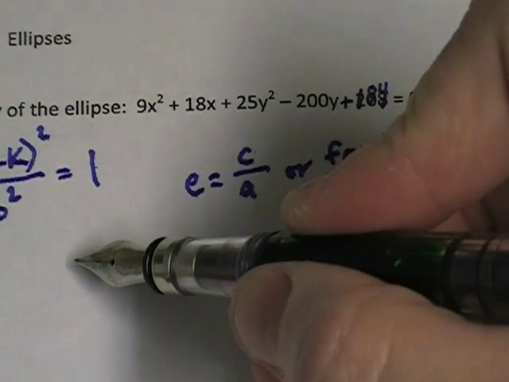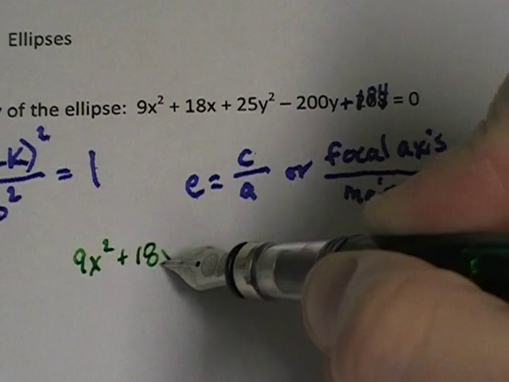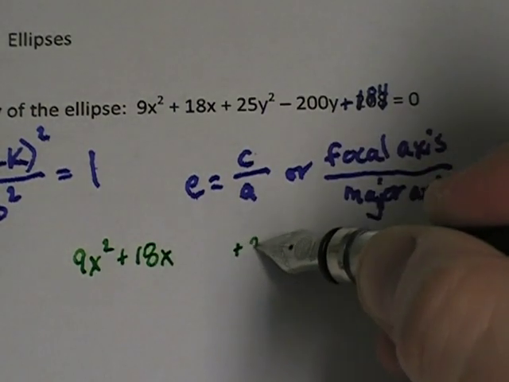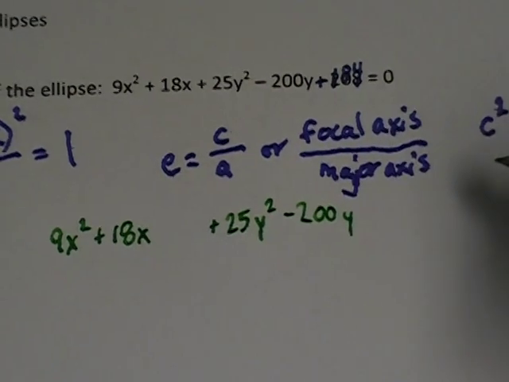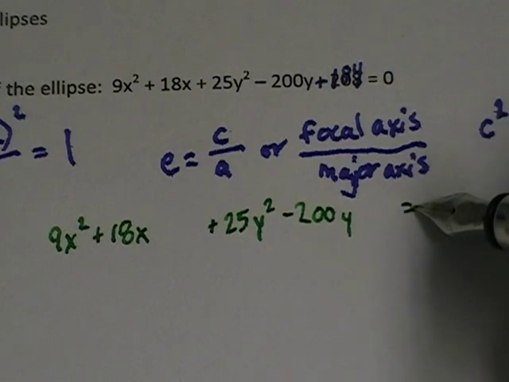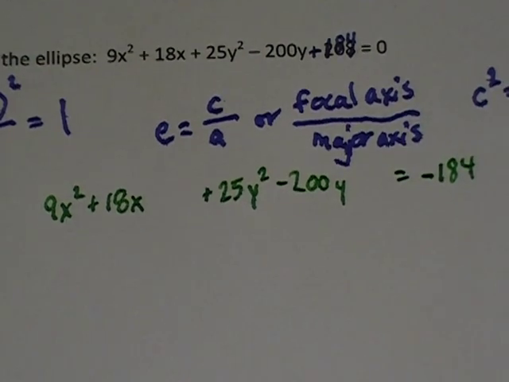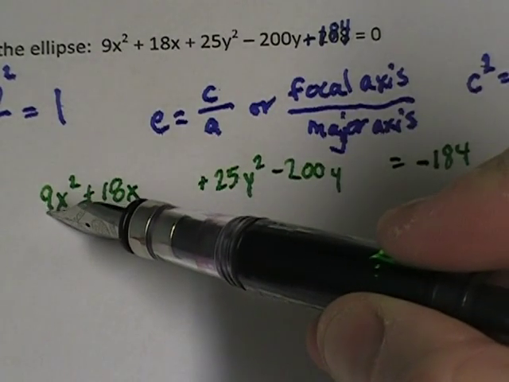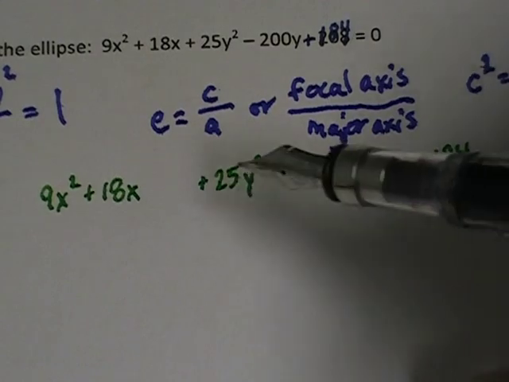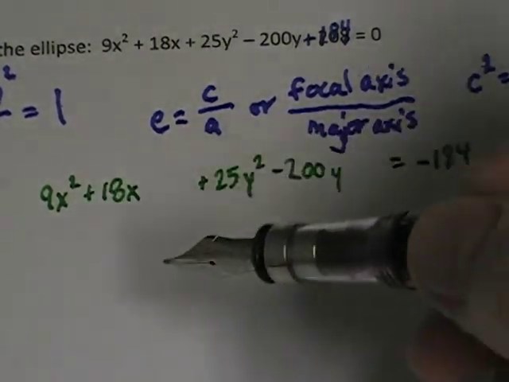So to do that, we're going to write this thing out. We're going to say 9x squared plus 18x. I'll leave a little space very intentionally. 25y squared minus 200y. And then we're going to move this positive 184 over here and make it negative 184. Okay? So we got this equation. We've got it spaced out a little bit. And remember, to complete the square, this has to be 1. And this has to be 1. So we can't divide by 9, and we can't divide by 25 because that'll mess the other one up. So we have to factor out.